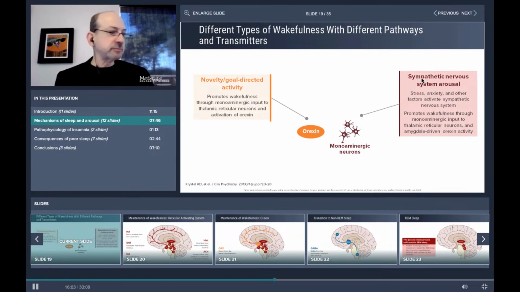Or there's lots of positive reinforcing activities that can drive wakefulness. But on the other side of it, stress and anxiety can also keep us awake. And the sympathetic nervous system has a golden road to wakefulness for good reason.